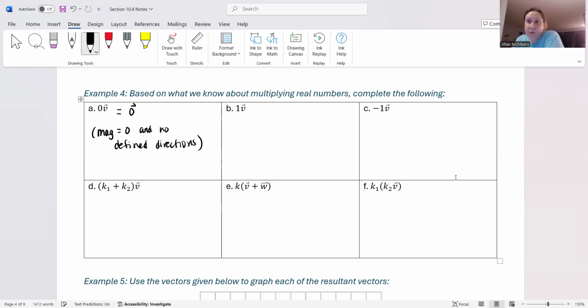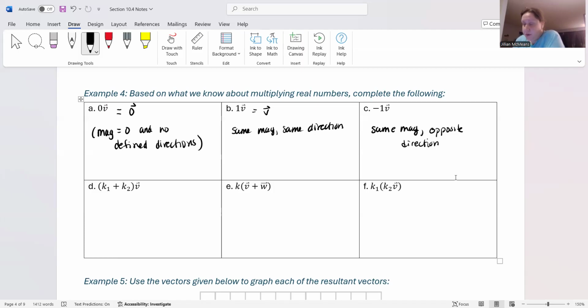So if we multiply a vector by 0, we get the 0 vector back. Okay? If we take 1 times the vector, we just get the vector. Nothing changes. We have the same magnitude, same direction. Okay, now if we multiply a vector by -1, we have the same magnitude. We haven't changed our magnitude at all, but we did change the direction. So we have the opposite direction.